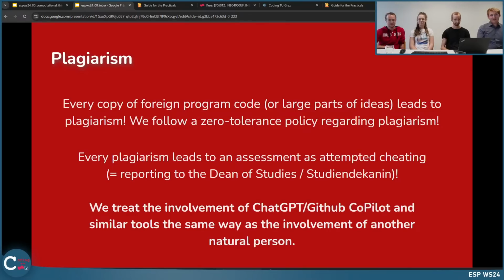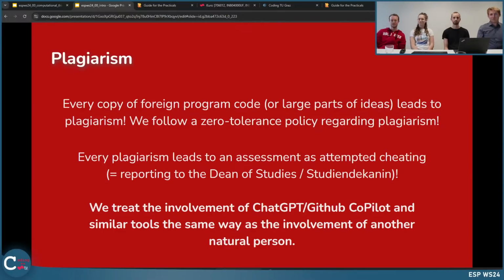The most important thing we must say is, please do not plagiarize. There is no long-term benefit. There is also no short-term benefit of plagiarizing. Every plagiarism leads to an assessment as attempted cheating, which means this is reported to the Dean of Studies, in German der Studiendekan or Studiendekanin, and none of us wants that. Neither you as a student nor us as the course team.